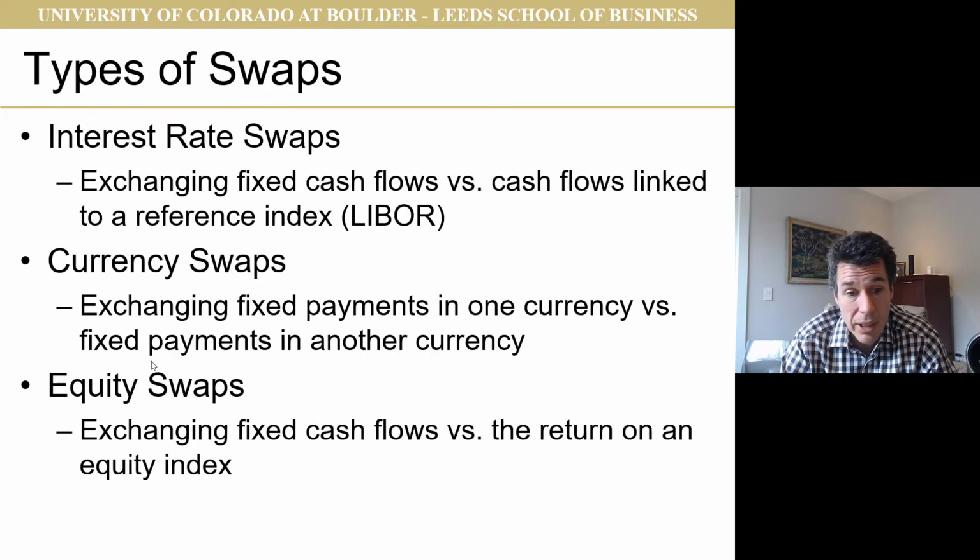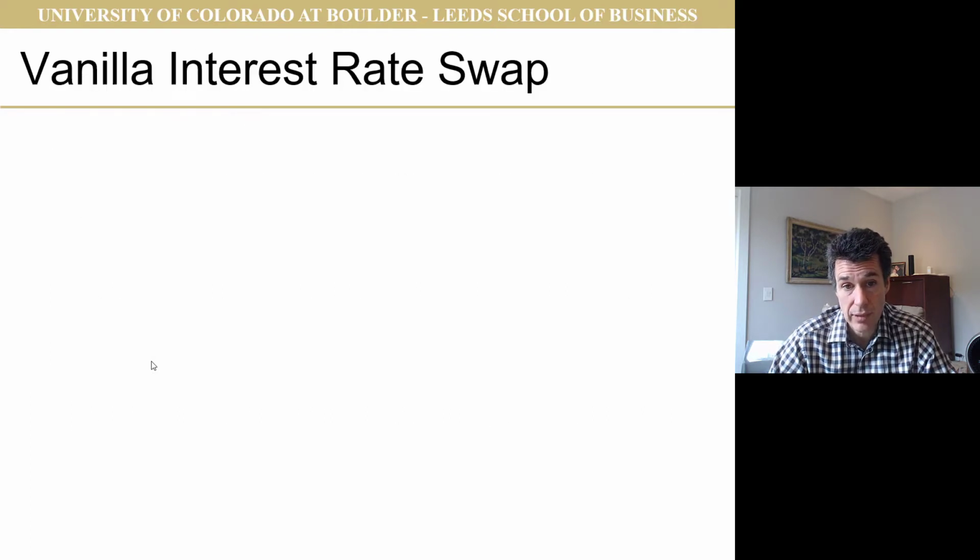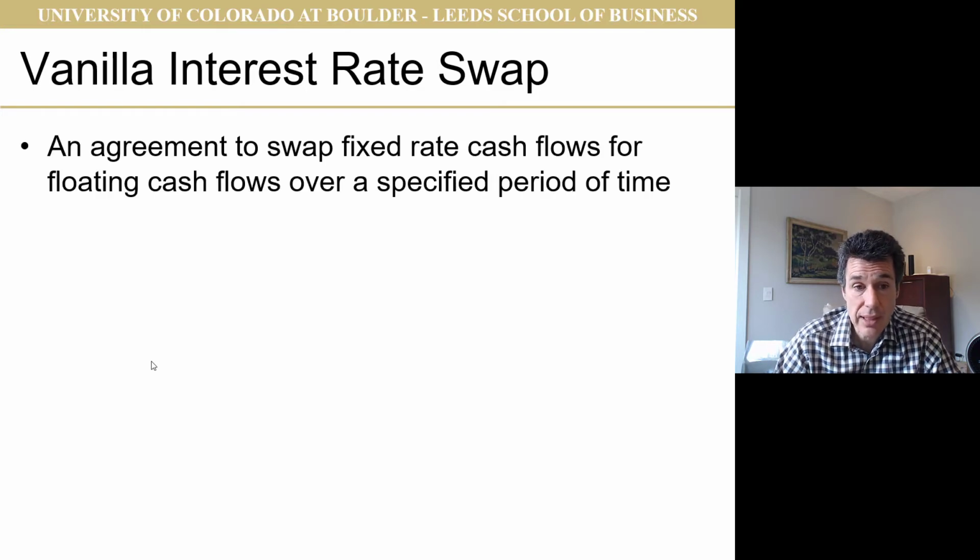We have commodity swaps, fixed cash flows versus the price or the return on a commodity, and so on and so forth. There are tons and tons of different kinds of swaps. The interest rate swap market is an enormous market. So we're going to talk about vanilla interest rate swaps in this class. A vanilla interest rate swap is an agreement to swap fixed rate cash flows for floating cash flows over a specified period of time.